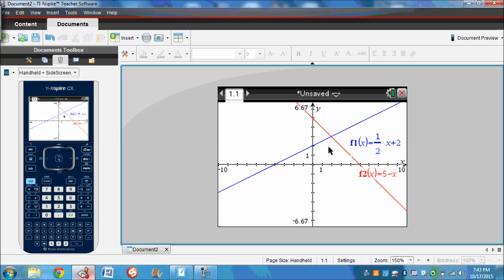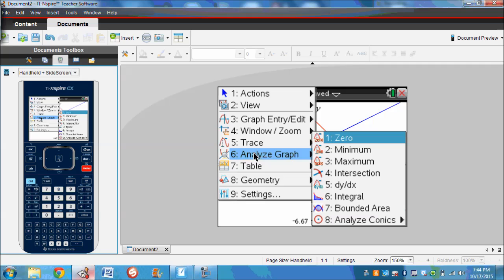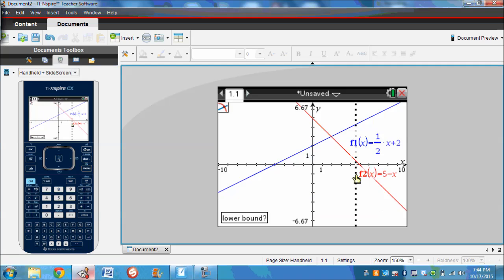Now how can we do it just on the graph? If you hit Menu, find that Menu button on the right-hand side, and go into Analyze Graph, so that's number 6, and then go to choice 4, which is Intersection. You start to see that dotted line with that finger moving that line back and forth, and it asks you a question down at the bottom, and it says lower bound. The lower bound just means be to the left side of the point of intersection. It doesn't matter where you are, as long as you're somewhere to the left of the point of intersection. And then use your click pad and click it.